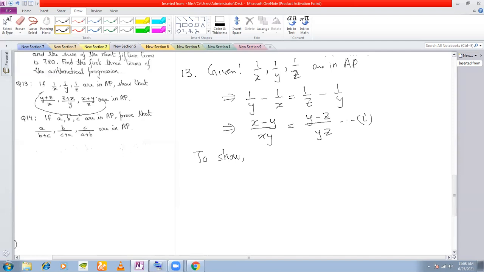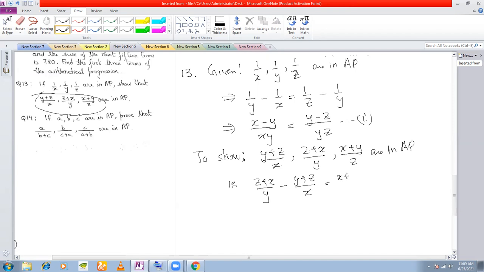You need to show that (y+z)/x, (z+x)/y, (x+y)/z are in AP. That is what you want to show. You want to show that (z+x)/y minus (y+z)/x must be equal to (x+y)/z minus (z+x)/y. This is what we want to show, right?